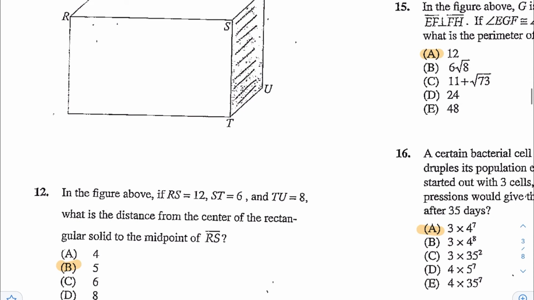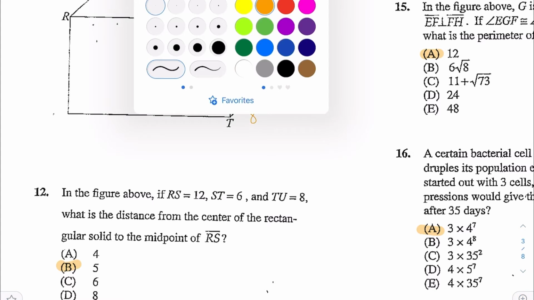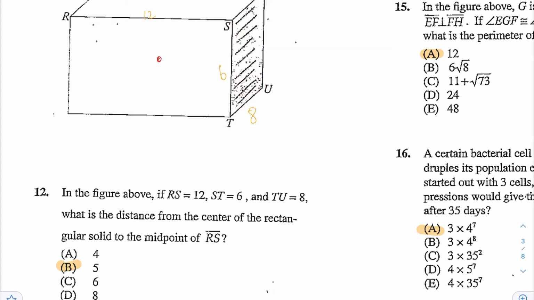All right, next for number 12, in the figure above, if RS is equal to 12, ST is equal to 6, and TU is equal to 8, what is the distance from the center of the rectangular solid to the midpoint of RS? So here you have to get the distance from the center of the rectangle, which is not shown, so it's kind of there. It's inside the solid, but you want to extend it outwards to get the distance from the center to RS.